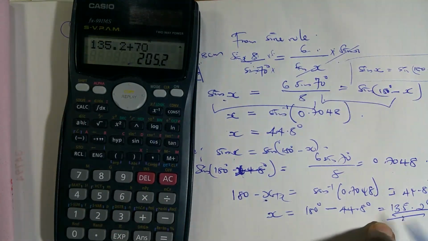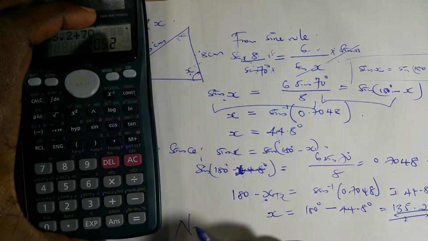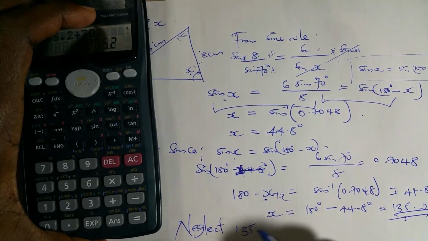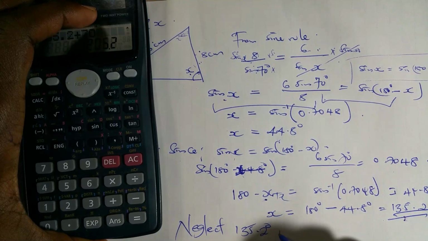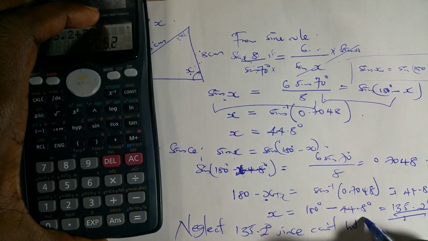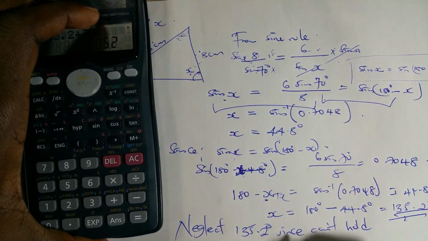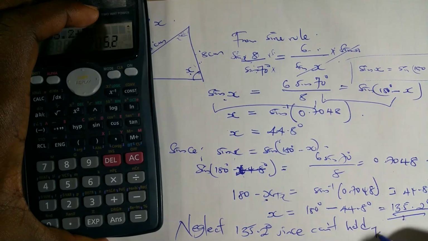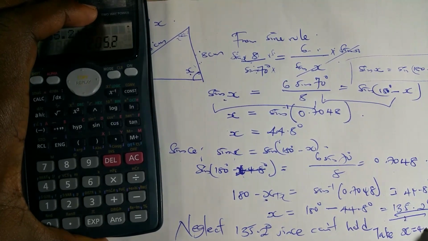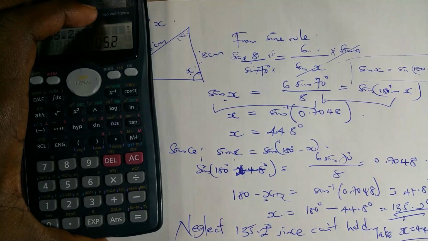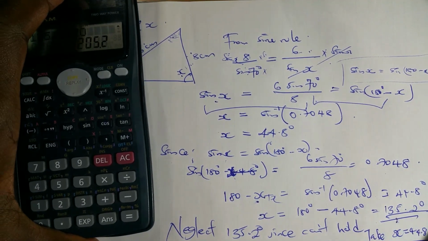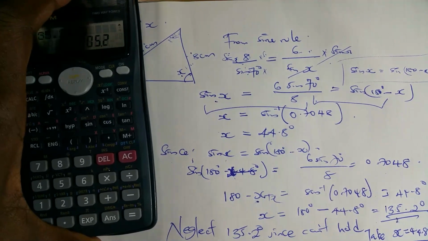That's why we are going to leave out this. We neglect 135 degrees since it can't hold. Okay, so we take x equals to 44.8. We take x as 44.8 degrees. So we are considering only that.